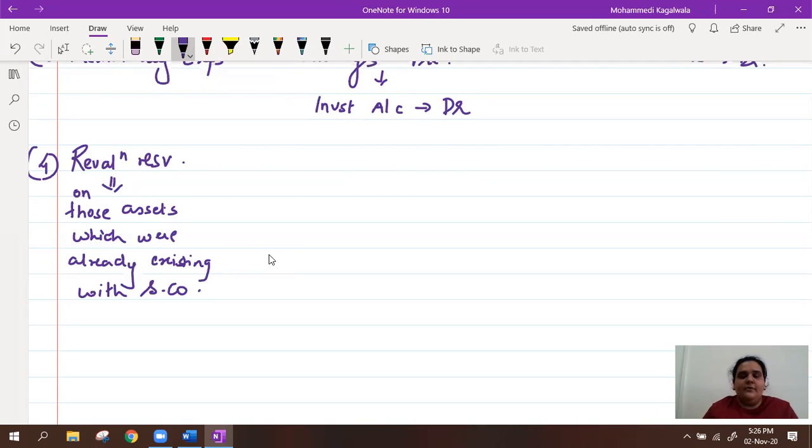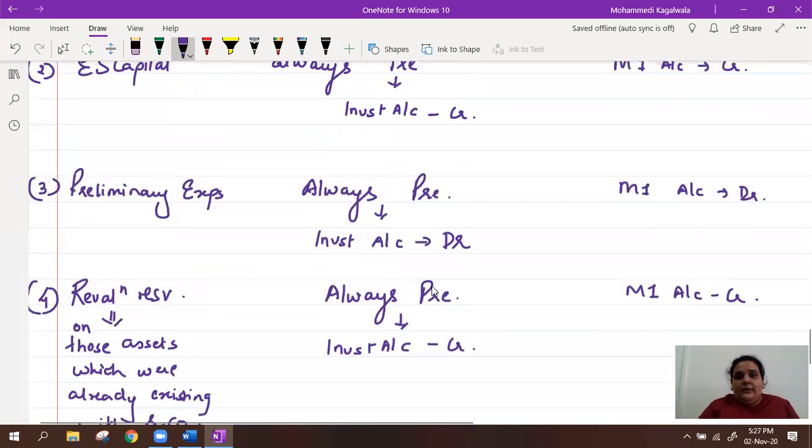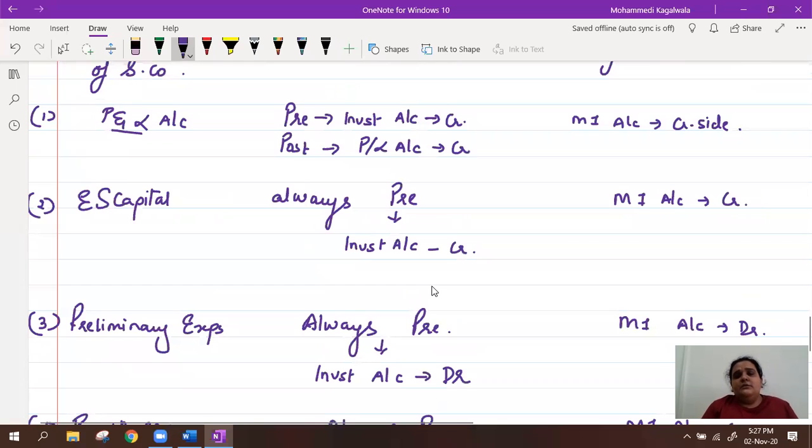No doubt, but revaluation reserve is always pre because it's of those assets which are already existing with the subsidiary company. So this is also always pre. Since it is pre, it will hit the investment account credit side and minority interest account credit side. Am I clear so far? Okay. Yes, ma'am. Okay, now if you go to see, everything is pre except P&L.